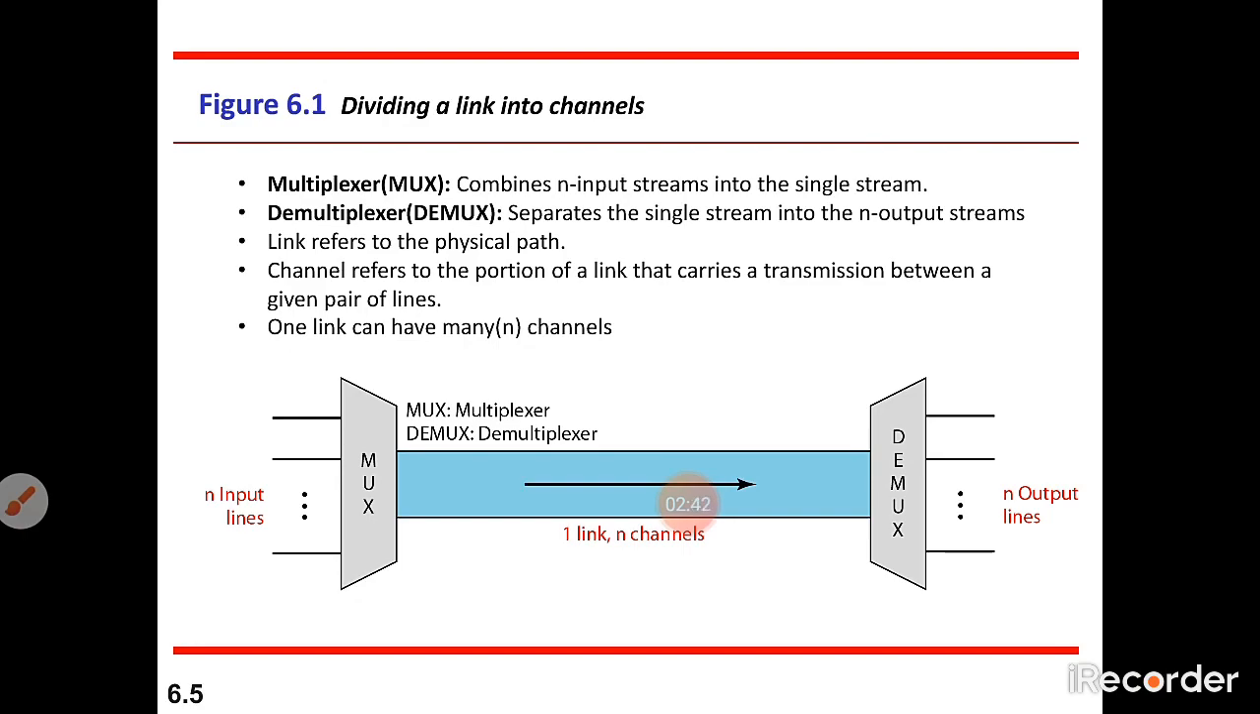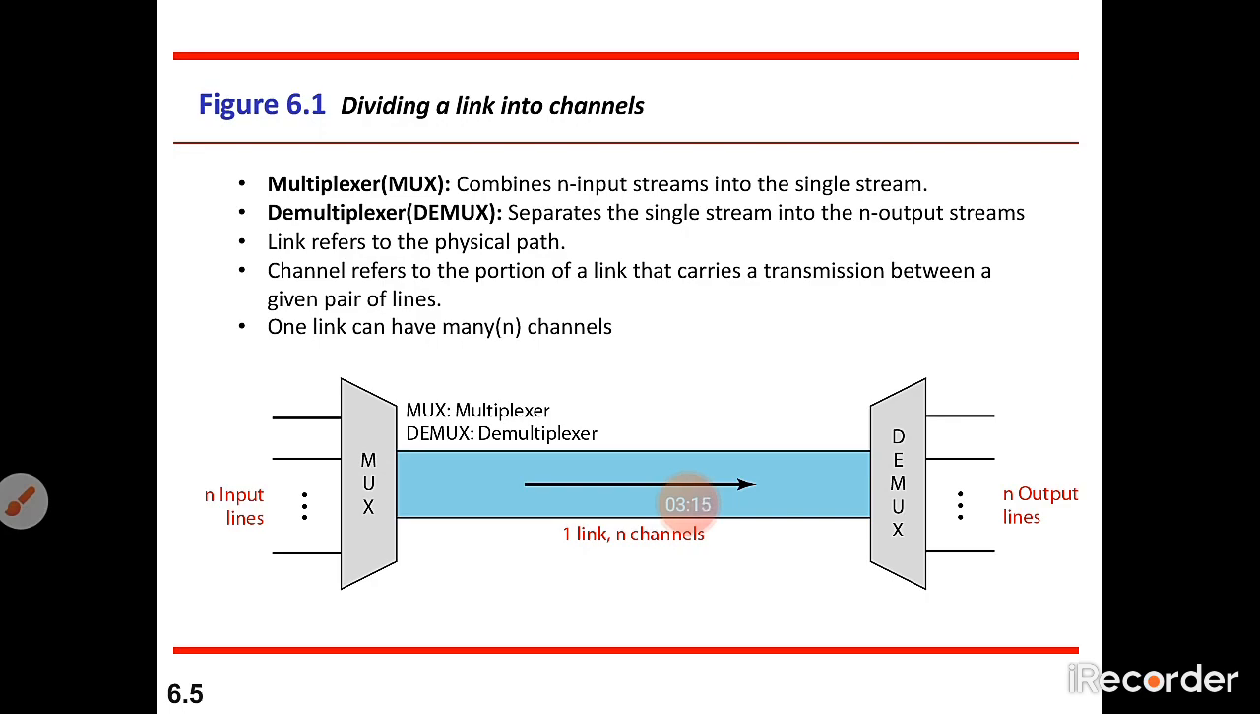Here is a diagram of multiplexing and demultiplexing. In multiplexing, it combines n input lines into one link. And demultiplexing separates the single link into multiple output lines. So, as mentioned, the multiplexer combines n inputs into a single stream, and the demultiplexer separates that single stream into n output streams.